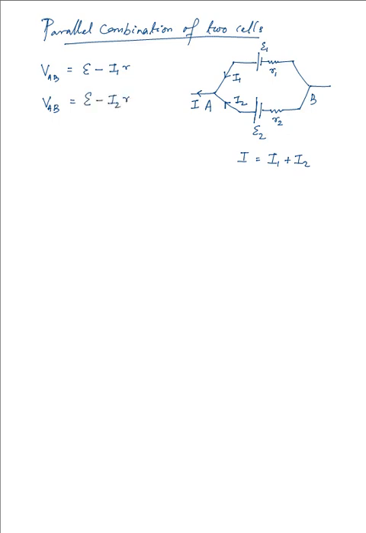Now, from these relations, what we can get is the value of I1 to be equal to E minus VAB over R, and also I2 to be equal to E minus VAB over R. Not R but R1 and R2 in those cases, because R1 and R2 are the respective internal resistances in each case.